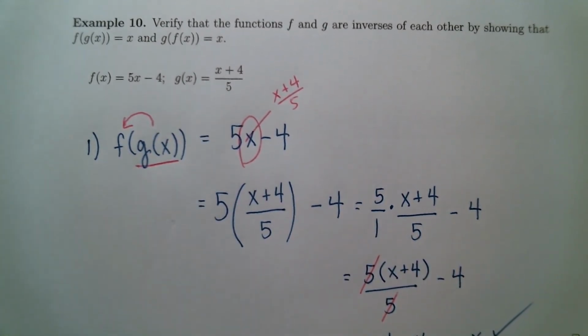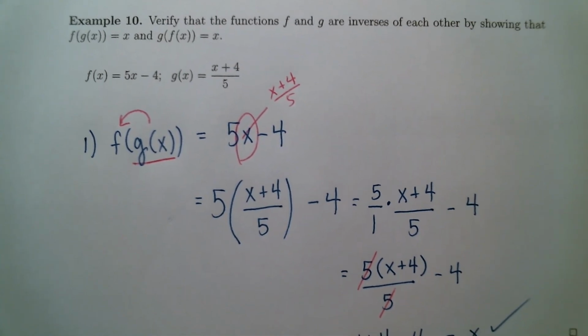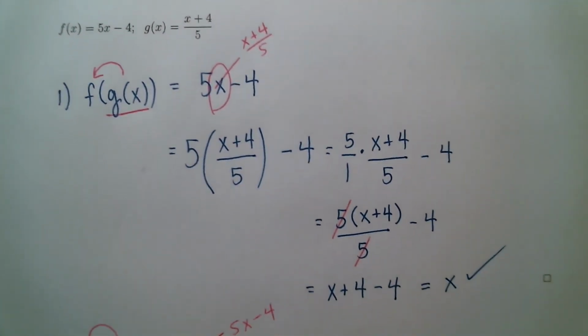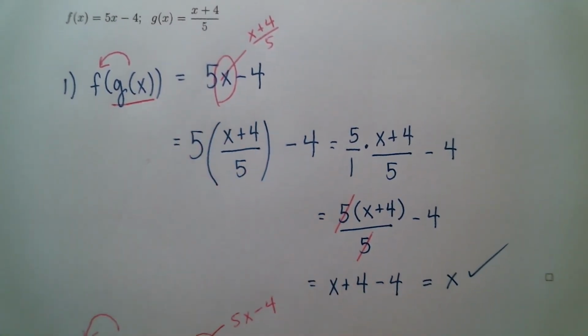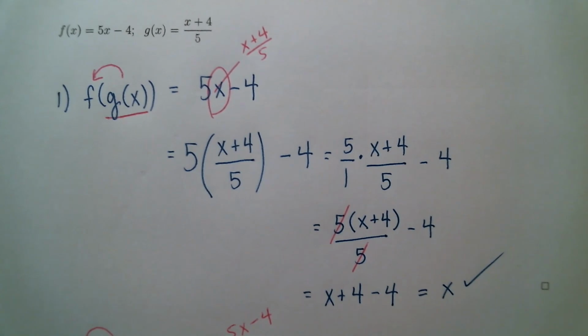Okay, so there's actually two ways you can verify that functions are inverses of each other. One is to do what we just did. You do the composition in both directions. Make sure you get x both times. Okay, the other way is to just take one of the functions, find its inverse, and see if you get the other. That's another way to check if they are inverses. And that's the end of this section.